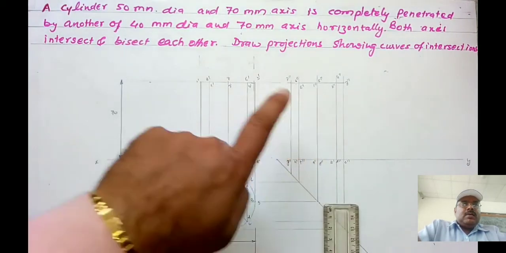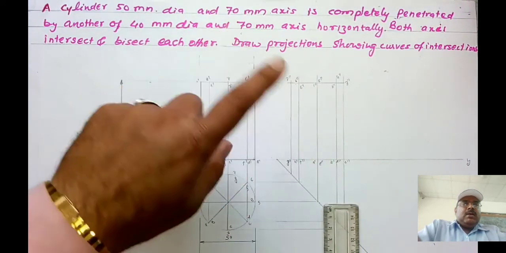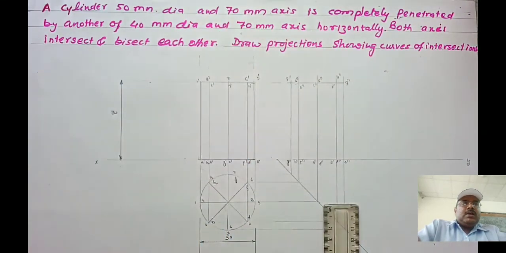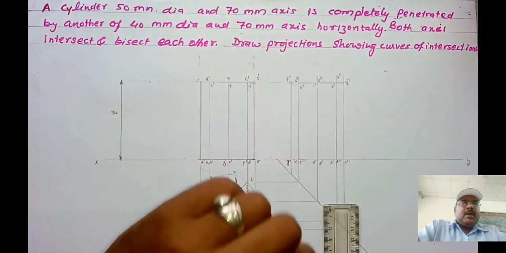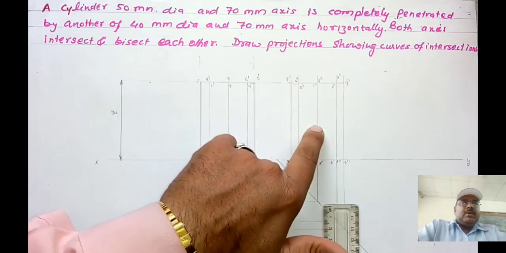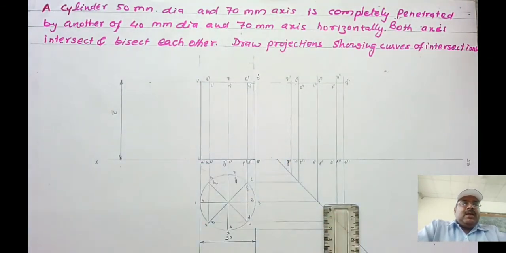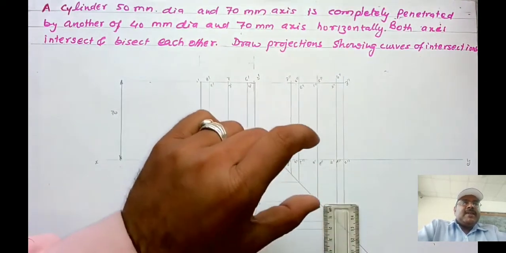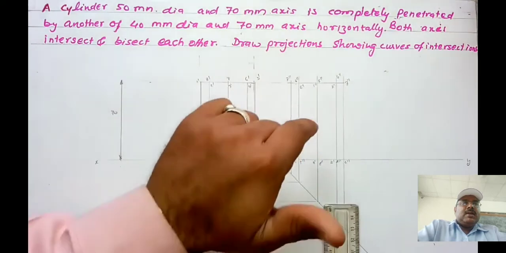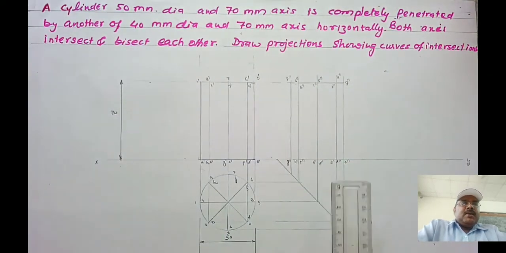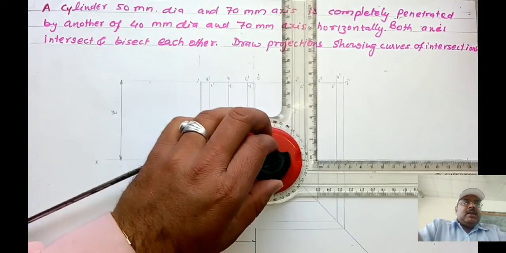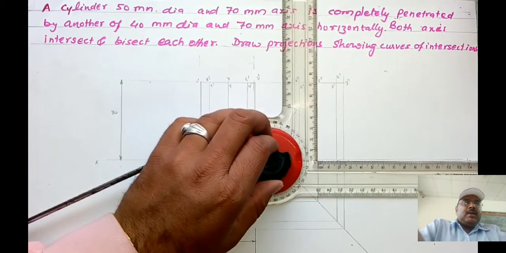Then the second condition is that another horizontal cylinder having 40 millimeter diameter and axis height 70 millimeter is penetrating through this vertical cylinder, and which bisects this vertical cylinder. Bisect means centrally it bisects the vertical cylinder.